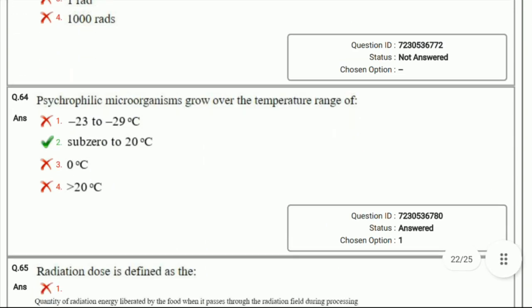Next question, psychrophilic microorganisms grow over the temperature range of, so the answer is sub-0 to 20 degrees Celsius. So the ideal temperature for psychrophilic microorganisms ranges from -5 to 30 degrees Celsius, with the optimum temperature range between 10 to 20 degrees Celsius. So the answer is option 2.